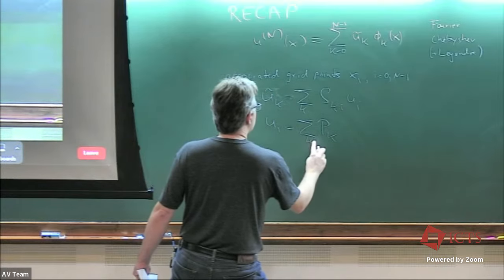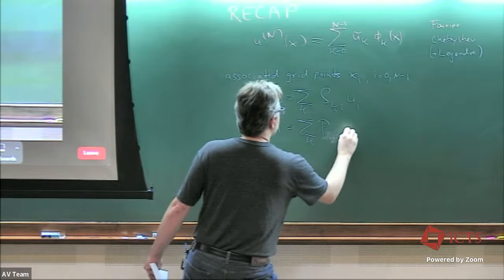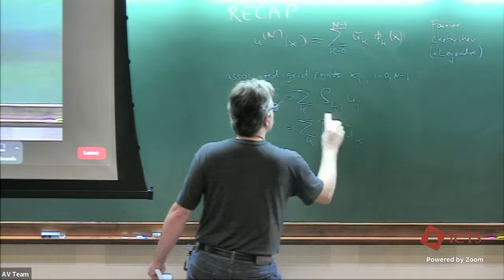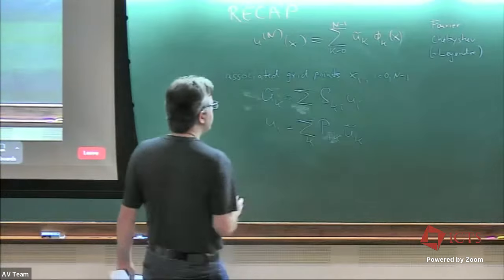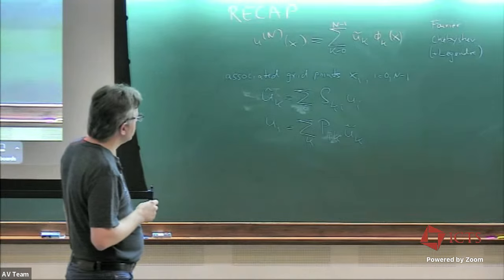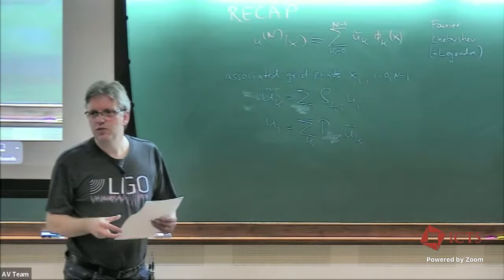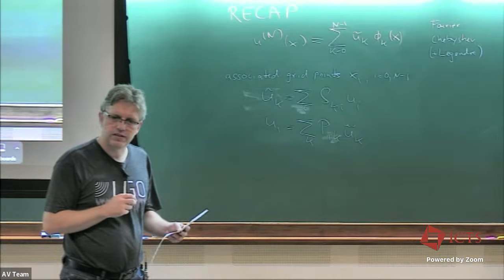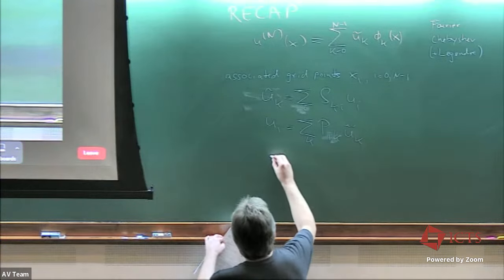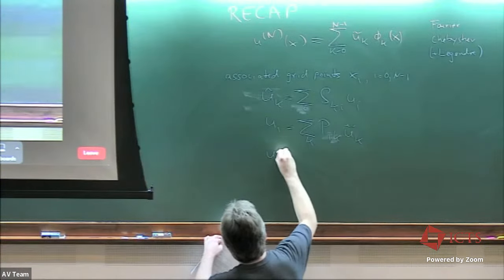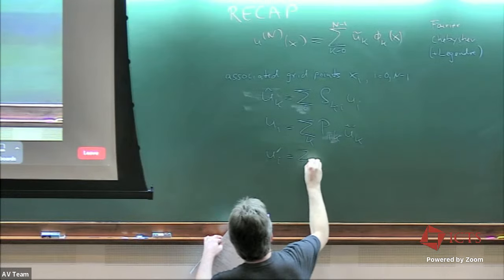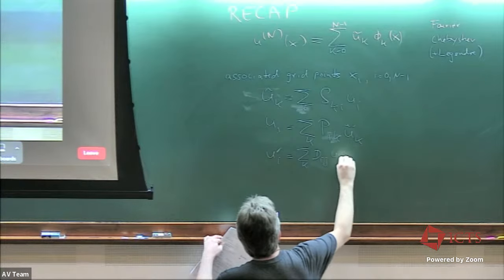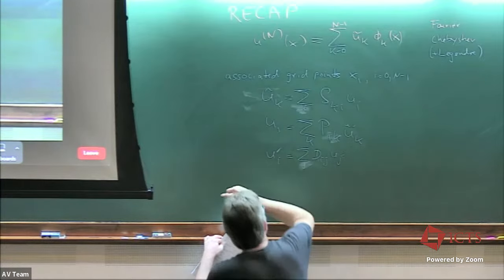P_ik u tilde_k, and this is a sum over k. And perhaps the most interesting of them all, we have also shown how to go from the grid point values directly to the grid point values for the derivative. So there's another magic matrix that gives us the derivative at the grid points as a sum over the grid point values itself.